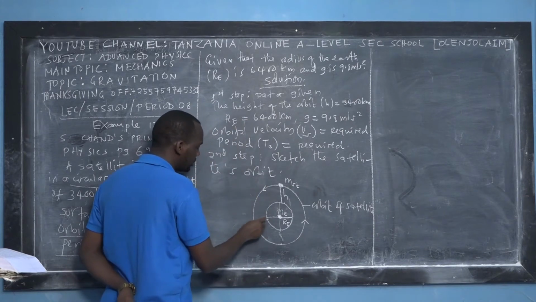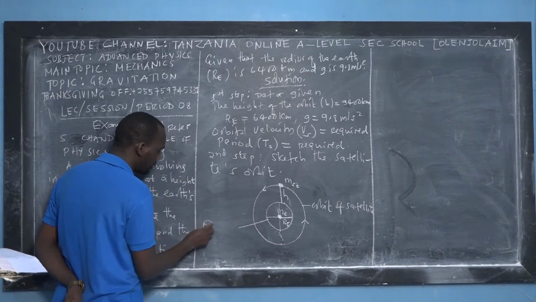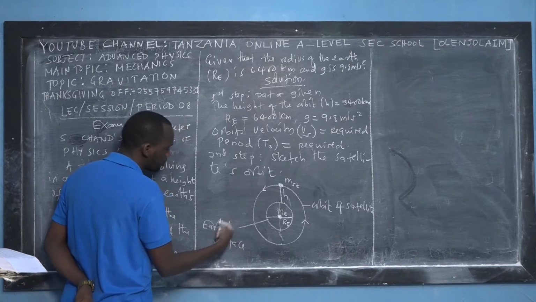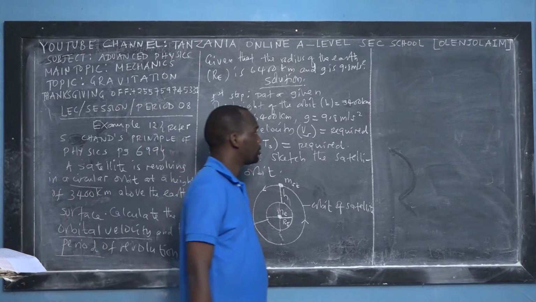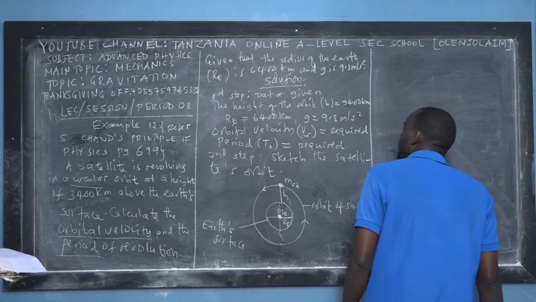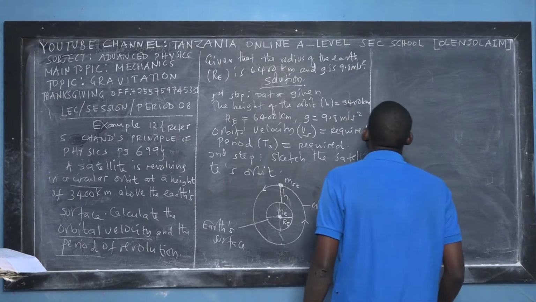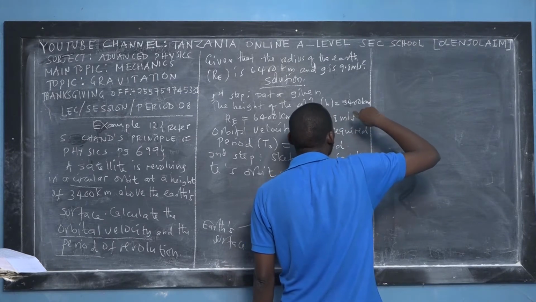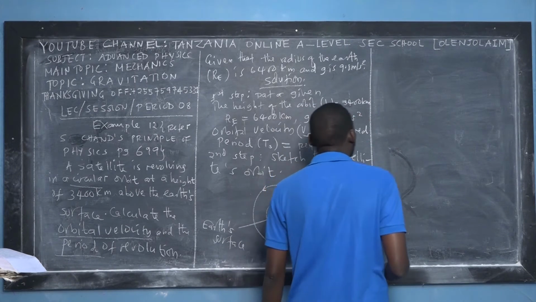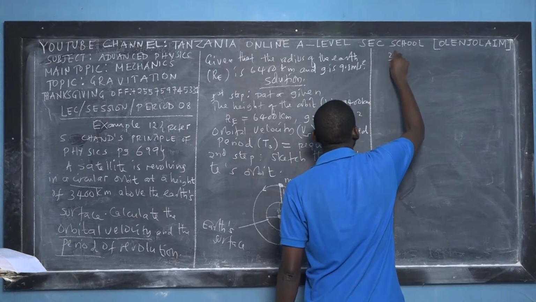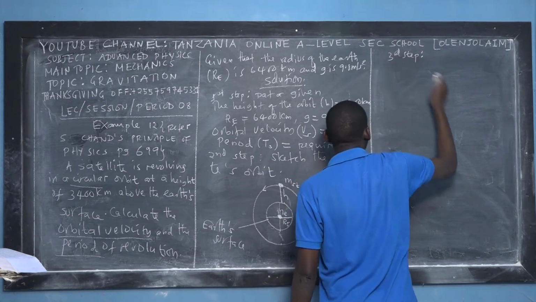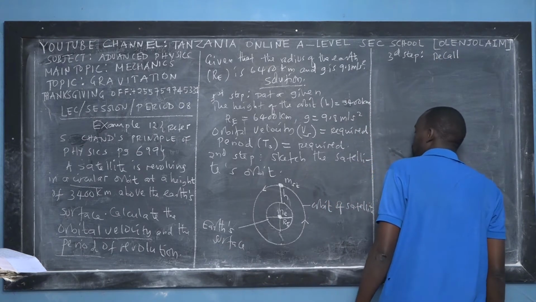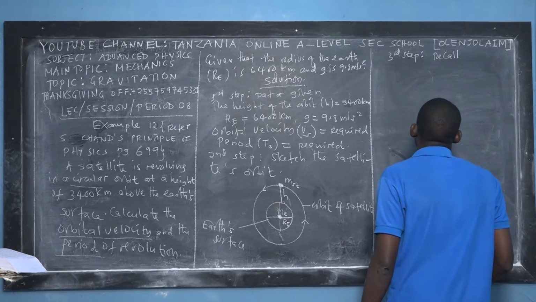This is the orbit of the satellite, and this is the Earth's surface. So then, from Newton's universal gravitational law, we say that this is the steady state. Steady state, you have to recall Newton's gravitational law.